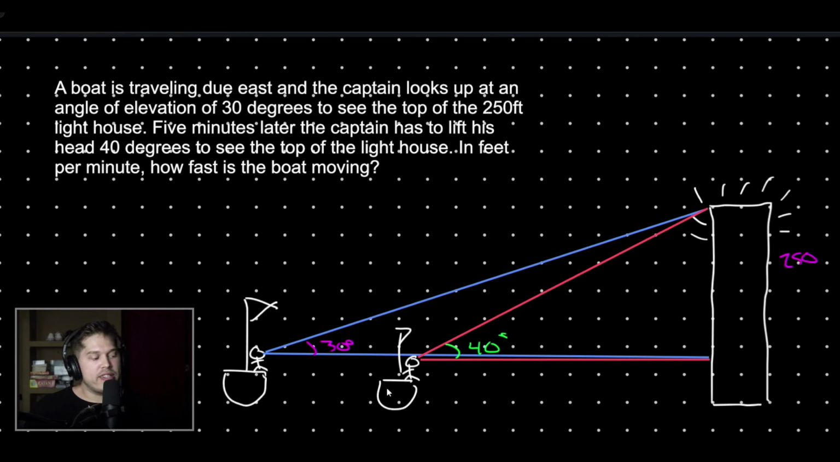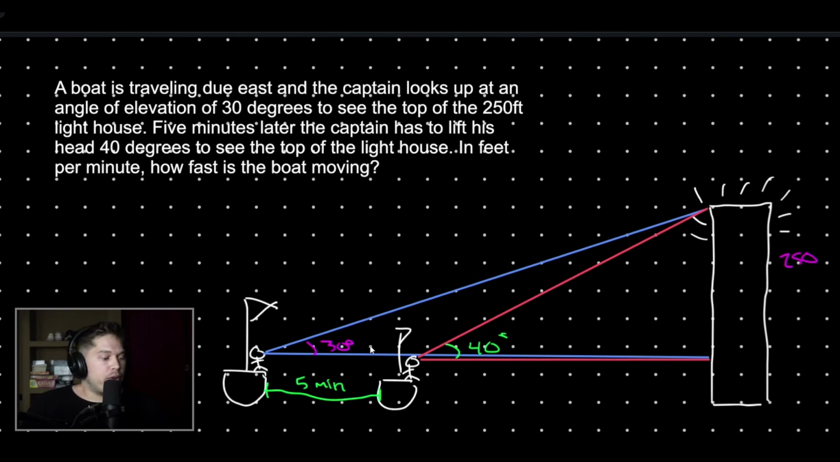And what's our final question? It says, in feet per minute, how fast is the boat moving? So what do we know? We know that it covered this distance in 5 minutes. So how are we going to solve this problem? Let's think about it. The boat traveled some unknown distance in 5 minutes. So we need to find out how far that distance was and then divide by 5 to get the speed of the boat in feet per minute.